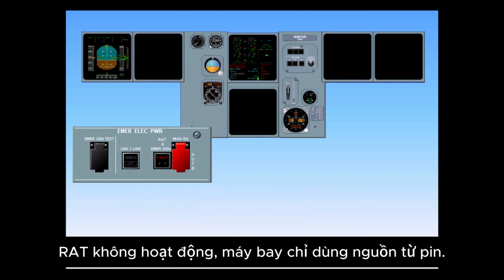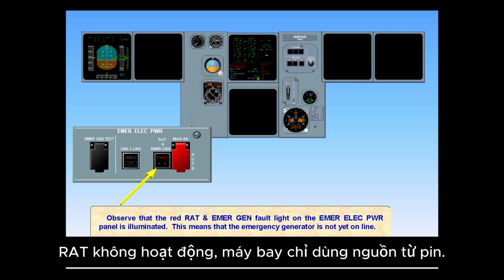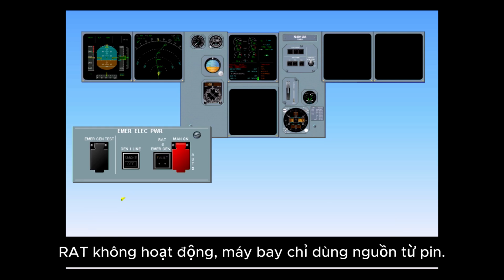Observe that the red RAT and emergency generator fault light on the emergency electric power panel is illuminated. This means that the emergency generator is not yet online. The light has extinguished and the emergency generator is now supplying the system. Notice that the captain's ND has been restored. Several important items are restored with the operation of the emergency generator: the captain's ND, MCDU, DME, ADF, and the transponder.